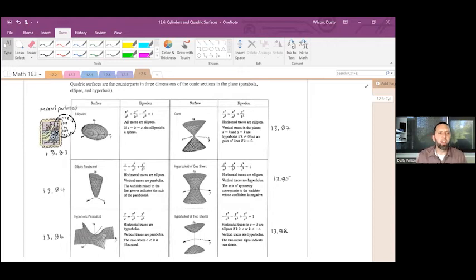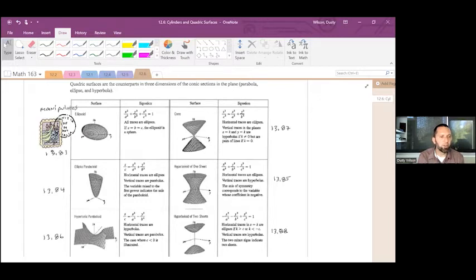Quadric surfaces are the counterparts in 3 dimensions of the conic sections in the plane, the parabola, the ellipse, and the hyperbola. And so we have the ellipsoid, which has equation x squared over a squared plus y squared over b squared plus z squared over c squared equals 1. All traces are ellipses. If a equals b equals c, then the ellipsoid is a sphere.